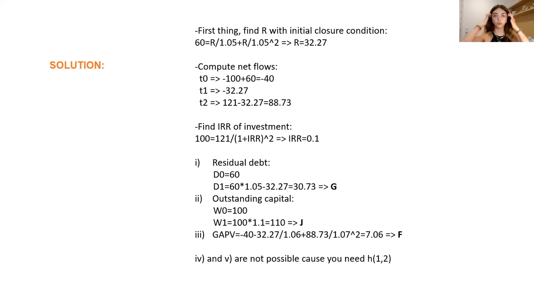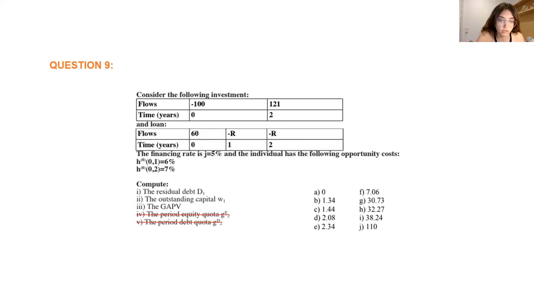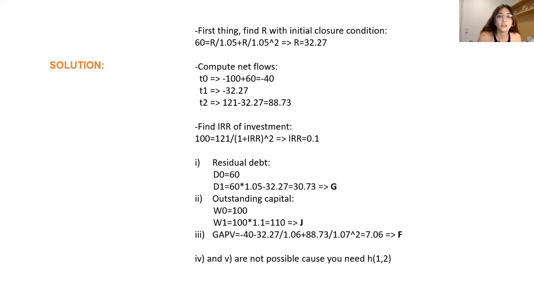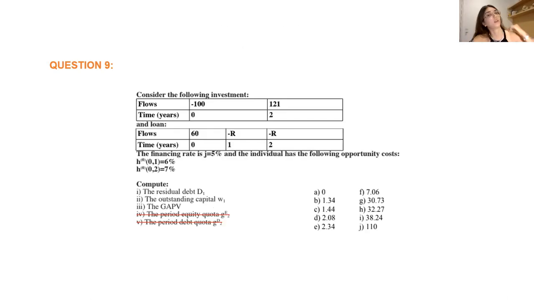So yes, remember how to compute your residual debts. D0 is always the entire value of the loan. And then from D1 on, you just do Dk equals Dk minus 1 that you bring forward a year, and then you subtract the installment that you've made at k. The outstanding capital, it's pretty much the same logic. What is your outstanding capital at 0? It's simply going to be 100, the entire value of your capital.